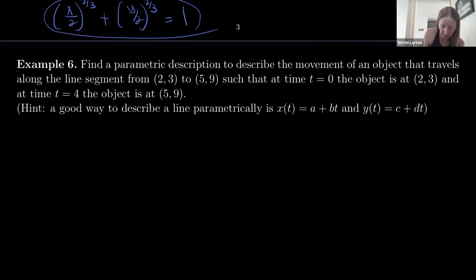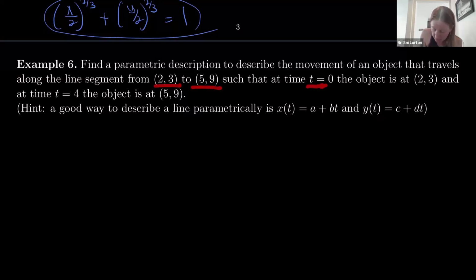A common and good way to describe a line would be the x and the y being linear, like mx plus b. Except I have time now, not x, so I did a plus b times t and c plus d times t. Okay, so find a parametric description to describe the movement of an object that travels along the line segment that starts here at (2, 3) and then ends at (5, 9).